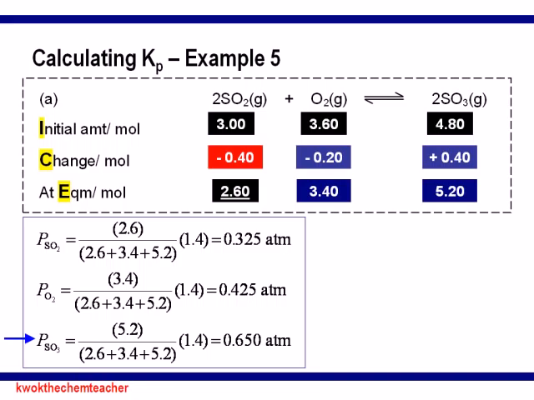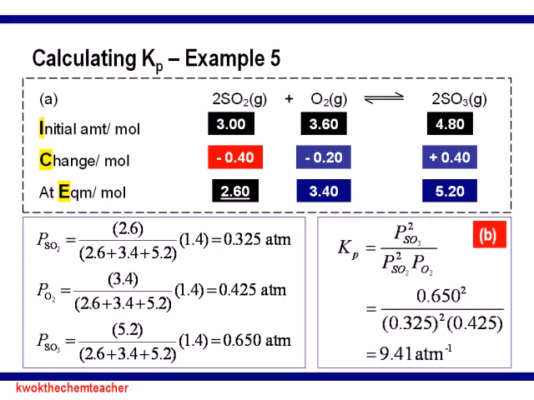The partial pressure of sulfur trioxide can also be done in a similar manner, where you get the number of moles of sulfur trioxide divided by the total number of moles of gases, multiplied by 1.4, which is the total pressure. That will give us the partial pressure of sulfur trioxide. Using these partial pressures that we have calculated in the box on your left, you will be able to calculate the Kp. So the calculation of Kp will be 9.41 atm^-1.